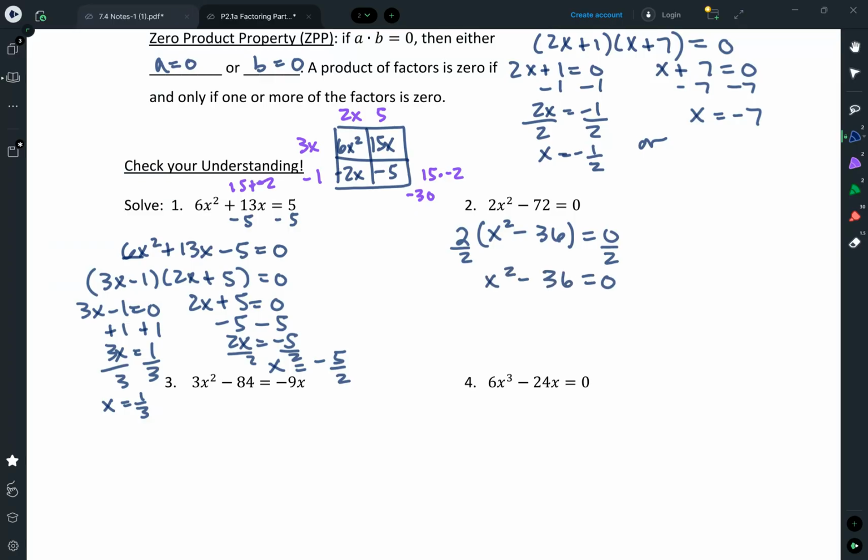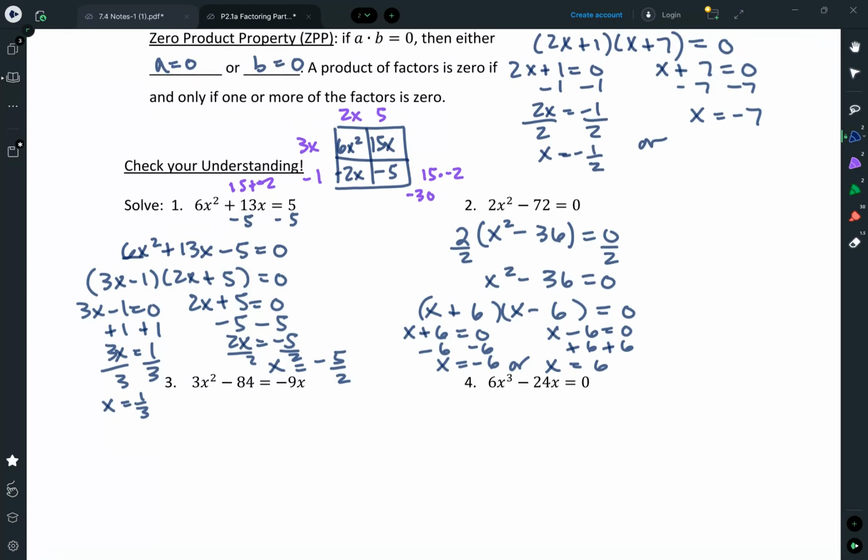Okay, now I'm left with 2 terms, but they're both perfect squares. So now I can factor. So square root of x squared is an x. One's a plus, one's a minus. Square root of 36 is 6. And then I'm going to solve both of those. And I've got x is equal to negative 6, or x is equal to positive 6.